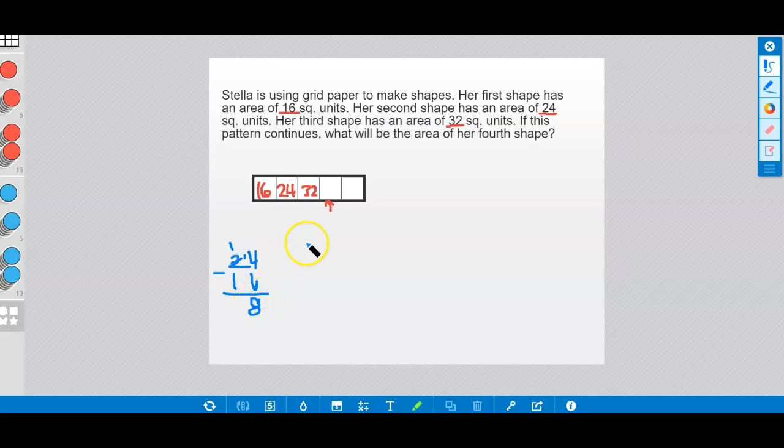Oh, and I'm seeing a pattern here. I'm thinking in my multiplication facts. I see that this would also be 8. So it's increasing by 8. So if it's increasing by 8, what would this shape be? Or what would be the area of her fourth shape? We know the shape. What's the area of her fourth shape?